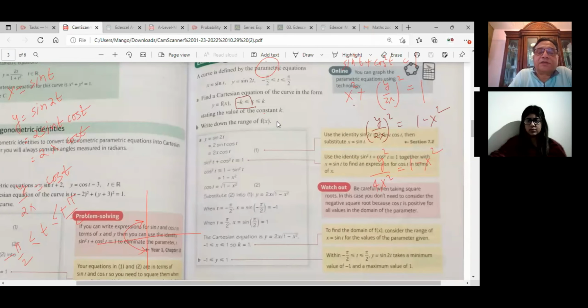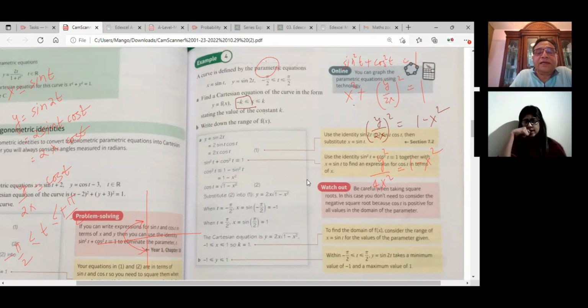So as the book has done, y equals sine 2t can be written as 2 sine t cos t, correct? And since sine t is x, we have 2x cos t, and we know sine squared t plus cos squared t equals 1. So cos squared t is equal to 1 minus sine squared t, which is 1 minus x squared, and cos t is the square root of this.